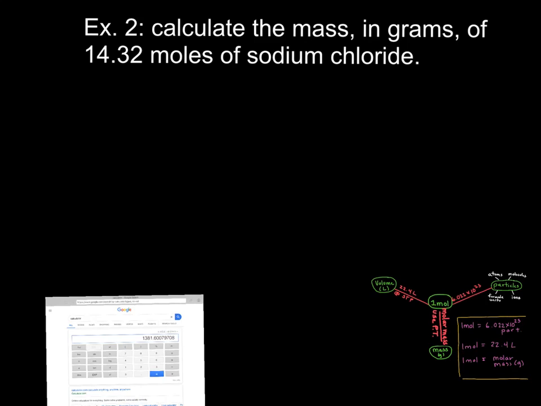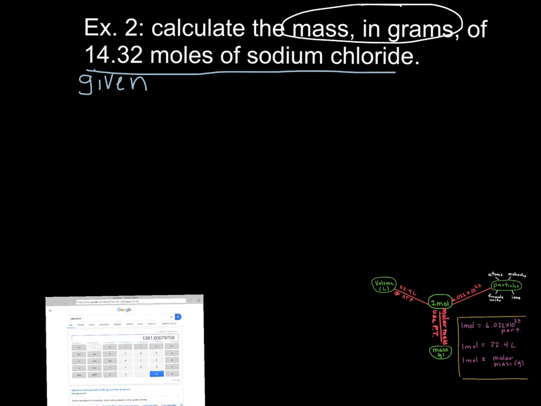All right, let's take a look at example 2 here. I want you to make sure you write down the problem. We will need to calculate the mass in grams of 14.32 moles of sodium chloride. So once again, we have to identify our given, and we're given 14.32 moles of sodium chloride. And we also have to identify our target, and we need mass in grams. So there's our target, okay?